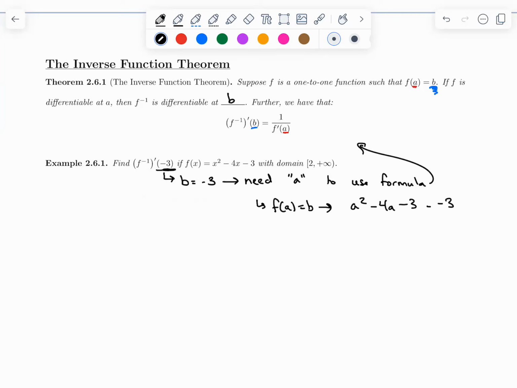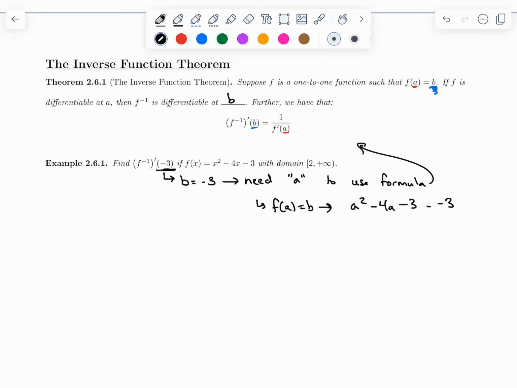Which is weird. Let's digest it one more time. Even though we're not going to do this, I think this is very good practice in breaking down the logic of what we're trying to do. We know what b is because we're trying to find f inverse prime of -3. That is our b value. In order to compute it, we need a, because that's how we're going to find f prime. So f of a is equal to b. We have b, we need a. So we're going to plug a into the function and solve for it when it equals b.